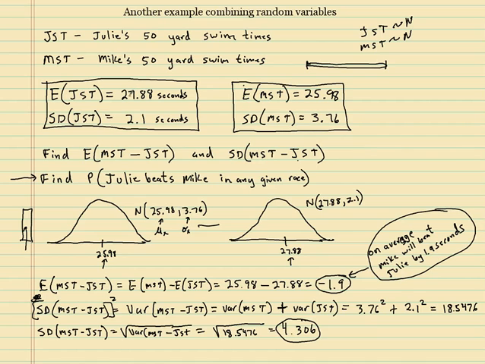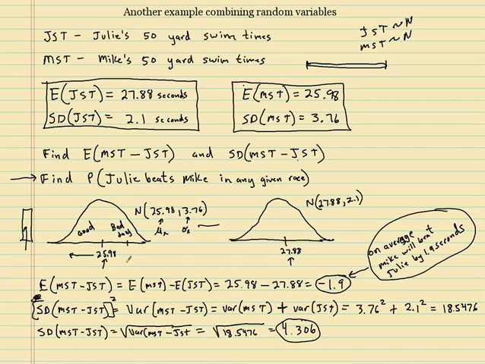If Mike swims at 25, but his standard deviation is 3.76, then if Mike goes this way, this is a good day, right? He gets faster. But the standard deviation is up here, 3.76. This over here would be Mike's bad day.